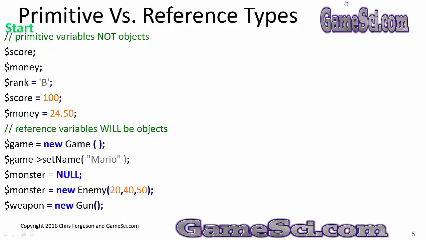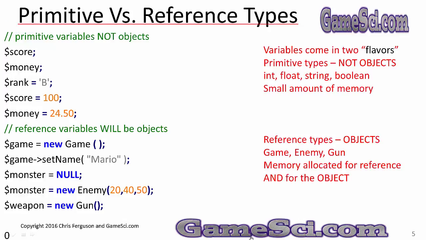Objects are a different beast altogether. Objects are different than other variables, so we can't think of them exactly like we do other variables. Yes, objects are variables, but they're different kinds of variables than non-objects. Now, a primitive type, I'm basically saying a non-object variable. A reference type, I'm talking about an object variable. Primitive types are not objects. Variables come in two flavors.